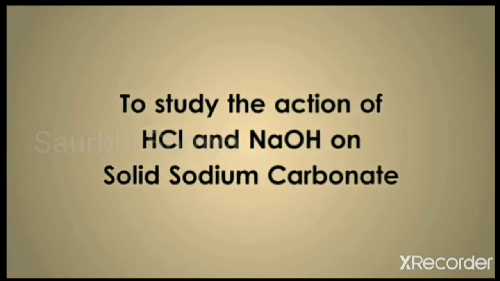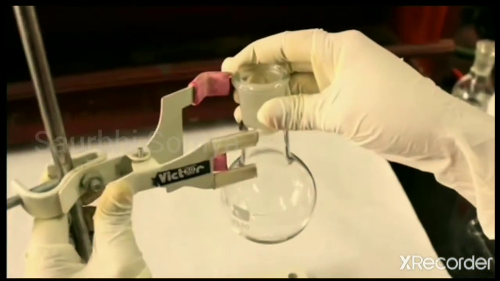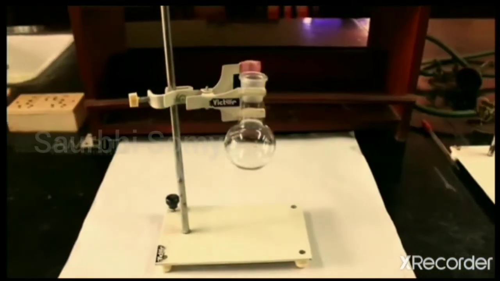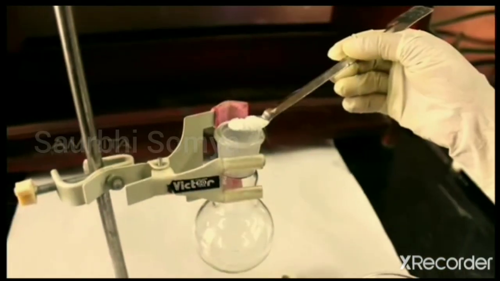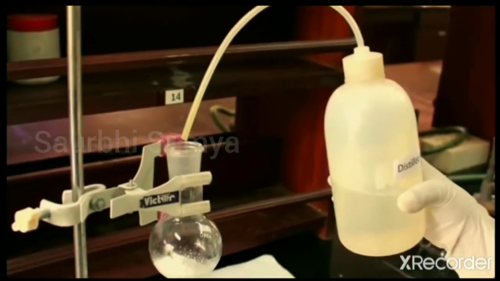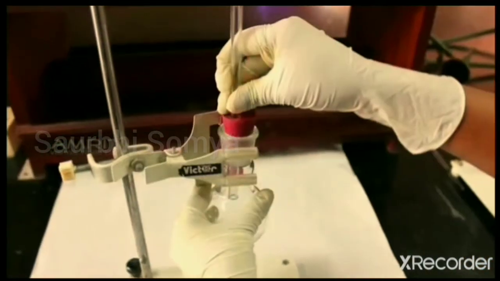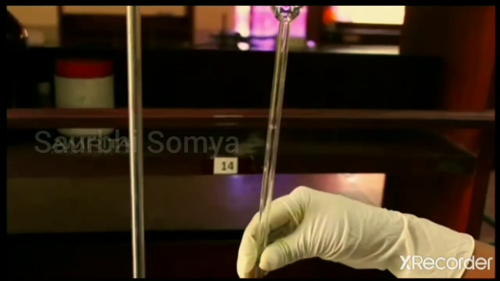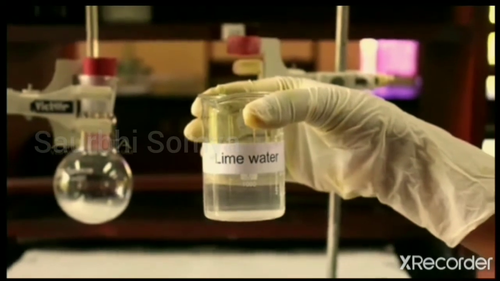To study the action of HCl and NaOH on a solid carbonate, first clamp the round bottom flask to the stand and add a small quantity of sodium carbonate and a few drops of water into it. Close the mouth of the flask with a double bored cork, and insert the distal funnel and bend tube into the two different holes of the rubber cork.